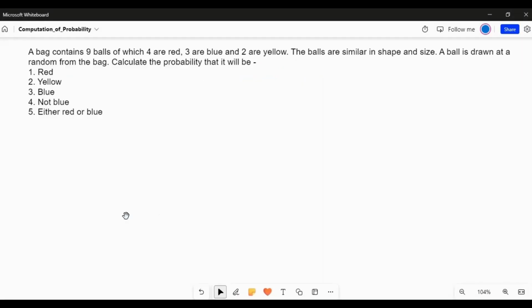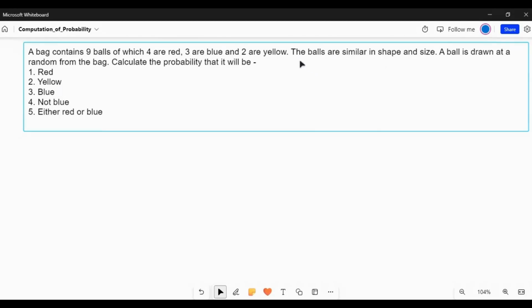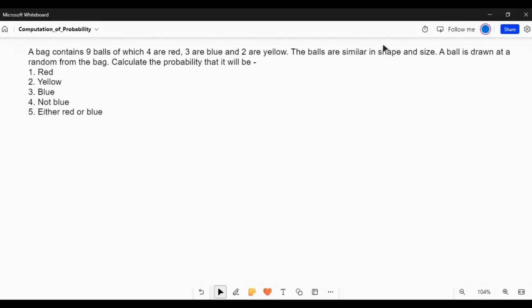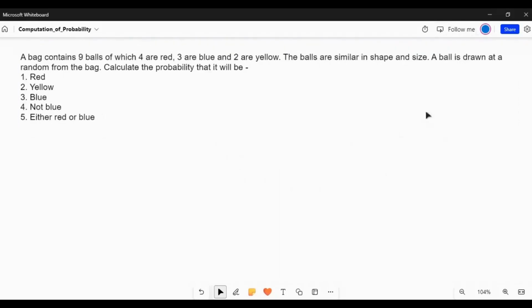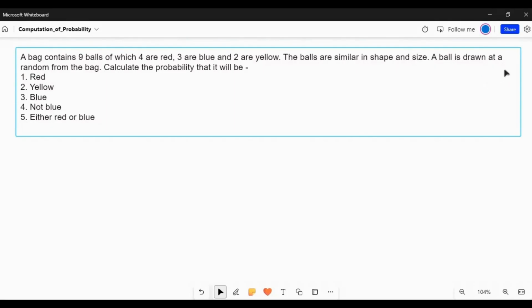We will see this example. A bag contains 9 balls, of which 4 are red, 3 are blue, and 2 are yellow. The balls are similar in shape and size. The probability of drawing any ball is equally likely, so here we can use the classical approach. Now, what they have given next: a ball is drawn at random from the bag. Calculate the probability that it will be red.